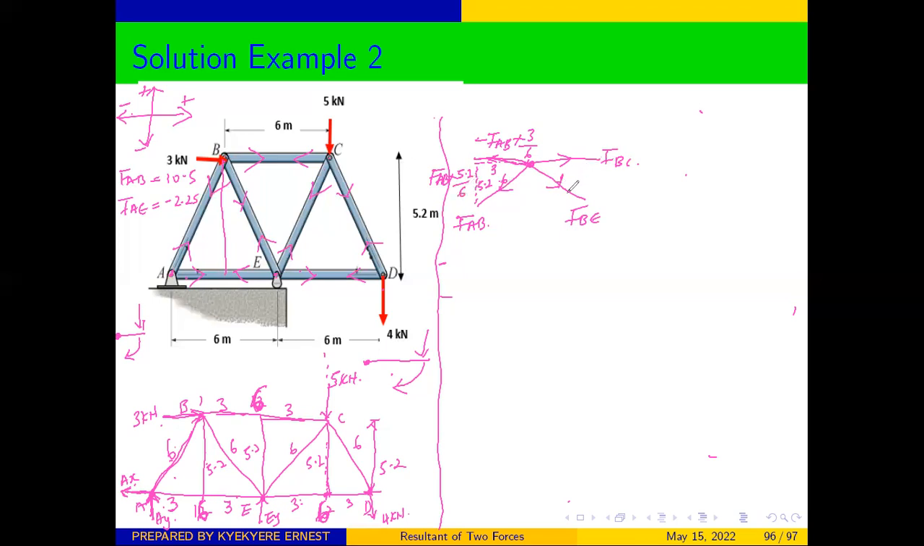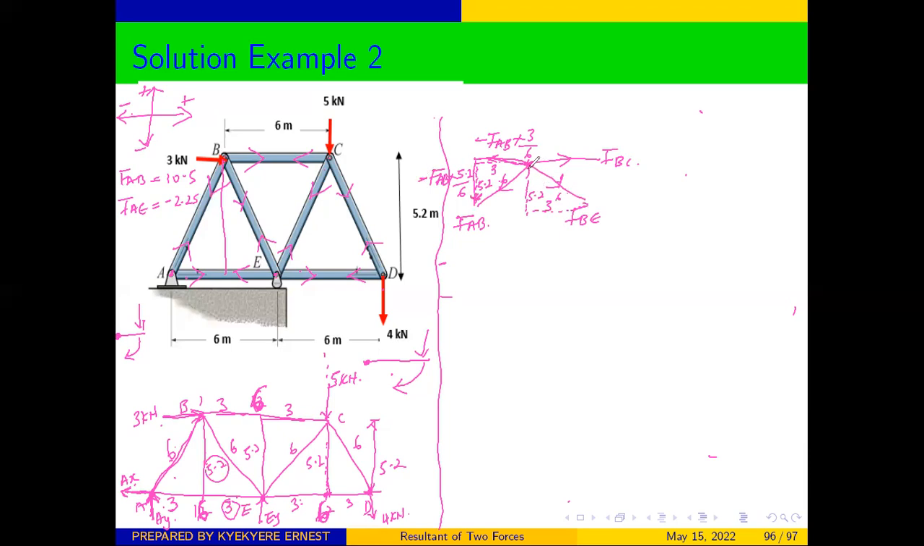And we do the same for this force here. The force from B to E. From B to E, the horizontal distance is also 3. The vertical is 5.2, and the hypotenuse is 6. Therefore, we have 3, 5.2, and then 6. Looking at the direction of the force, don't forget that here on the Y also, we're moving downwards. And if you are moving down, it's going to be negative.